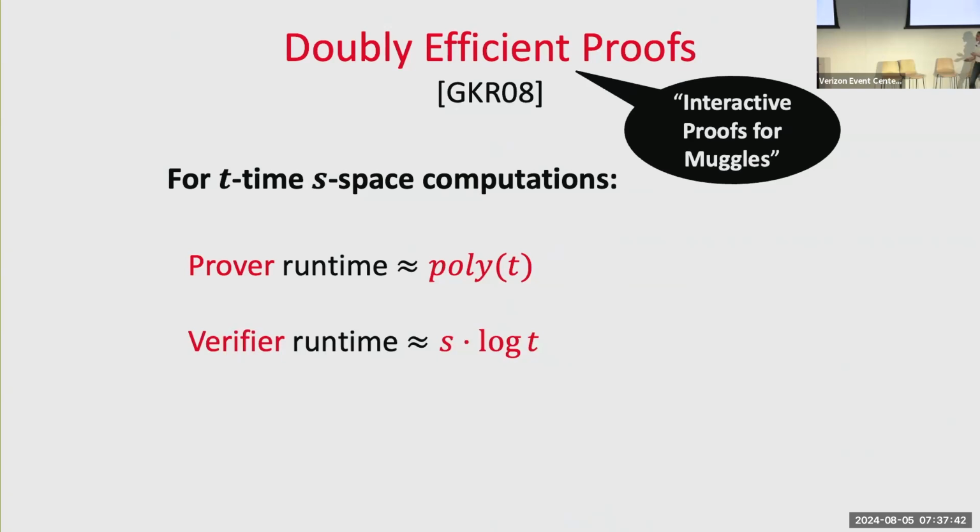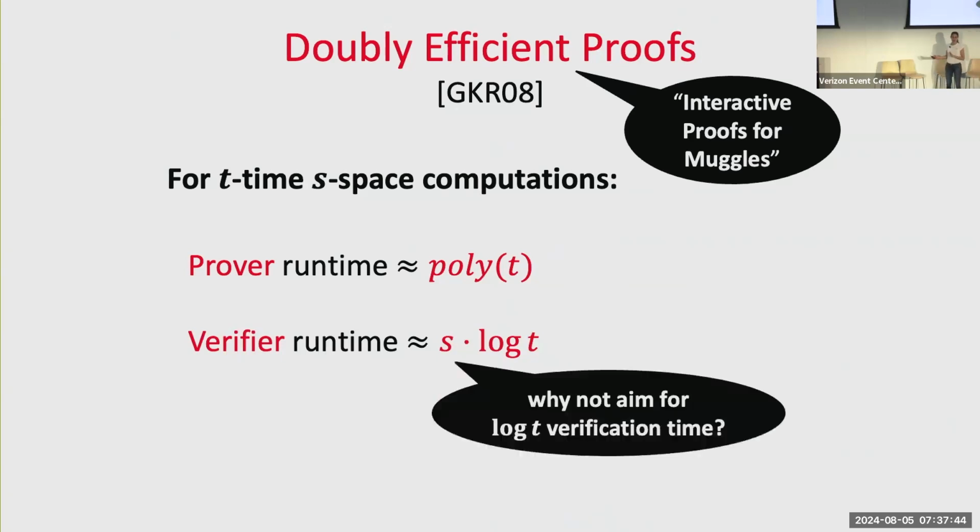Okay. So let me tell you, actually, we do not know how to do this today. But even before that, you can ask, why not polylog T? Let's get rid of the space also. Why can't we do better?